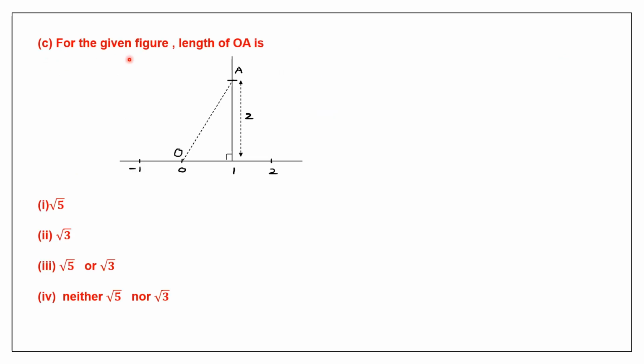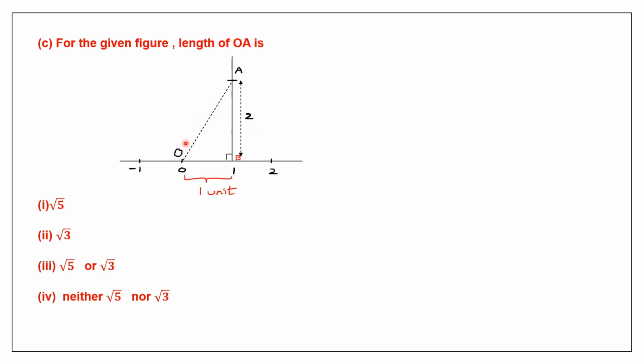Question C. For the given figure, length of OA. Now we need to find the length of OA, and OA is here. So that means we need to know a few measurements. Now let's look at this one. This is O. We can consider this as B. So where the point 1 is, we can consider this as point B. So that is OB. Now OB is 1 unit, as you can see. So this whole thing is 1 unit. And now BA or AB is 2 units.